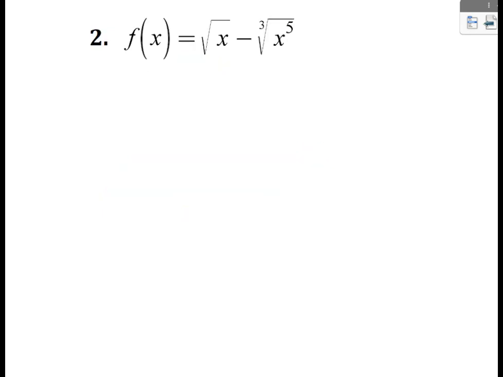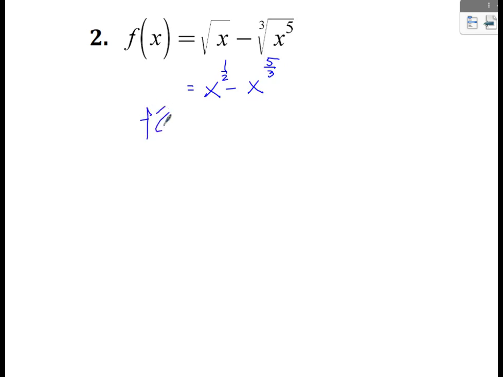All right. Now in this one, we have them all in radical form, so therefore we're going to rewrite them in rational exponent form, so that way we can perform the mechanics needed to find the derivative. So the square root of x is the same as x to the 1/2. The cube root of x to the 5th is going to be x to the 5/3. The exponent goes to the top, the root goes to the denominator of the rational exponent.